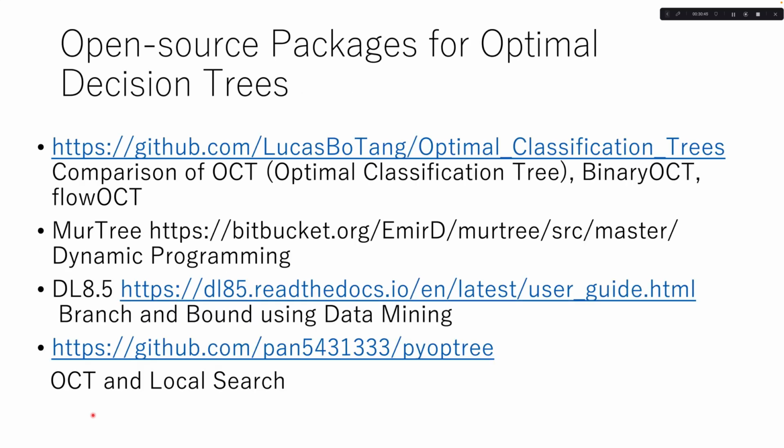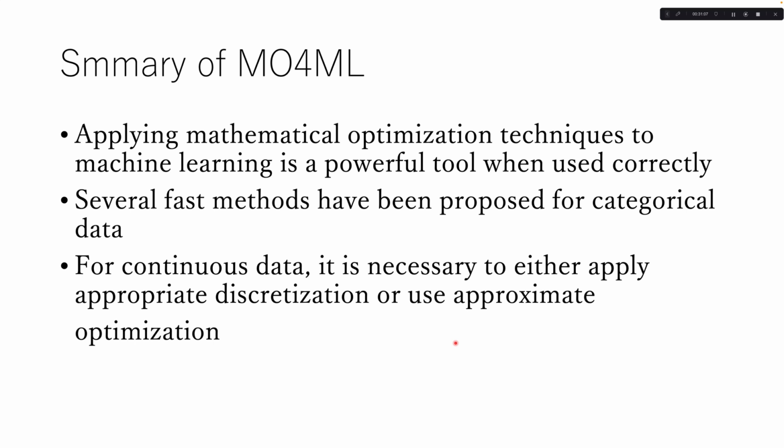However, many of these methods are suited for categorical data, and continuous data may require appropriate discretization. Open-source packages for optimal decision trees, such as those shown here, have been made available. Note that mathematical optimization-based methods require a separate mathematical optimization solver. MO for ML is a powerful tool when used correctly, applying mathematical optimization techniques to machine learning. For optimal decision trees, several fast methods have been proposed for categorical data, but for continuous data, it is necessary to either apply appropriate discretization or use approximate optimization.